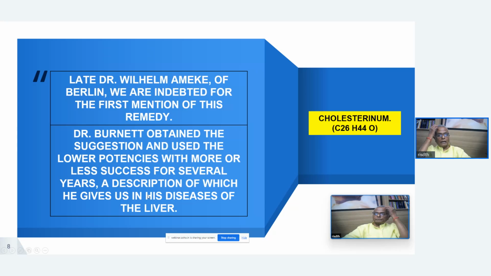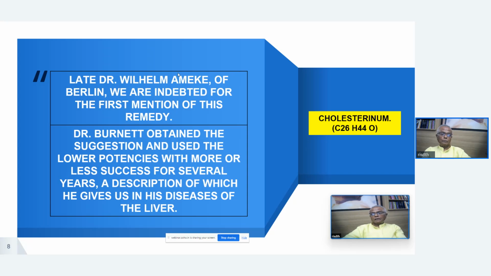So, cholesterinum, its chemical formula is C6H44O. Late Dr. Wilhelm Amlet of Berlin, we are indebted to him for the first mention of this remedy. So it says Wilhelm Amlet of Berlin thought about this medicine.